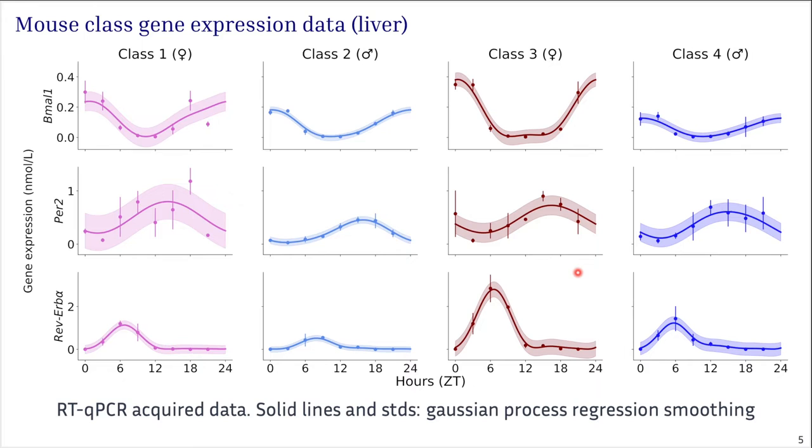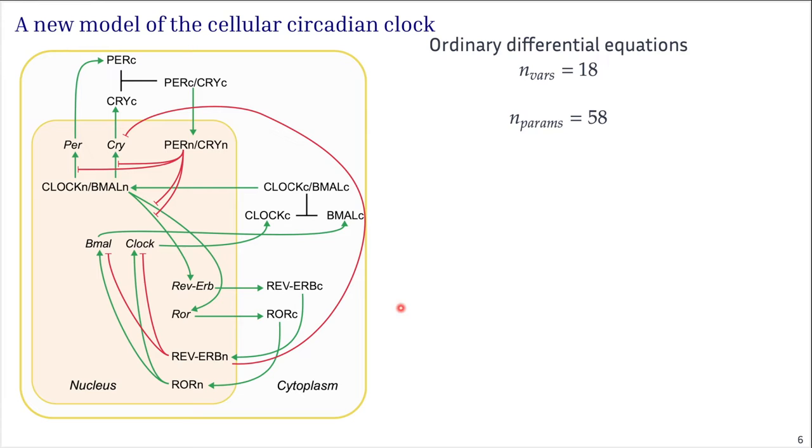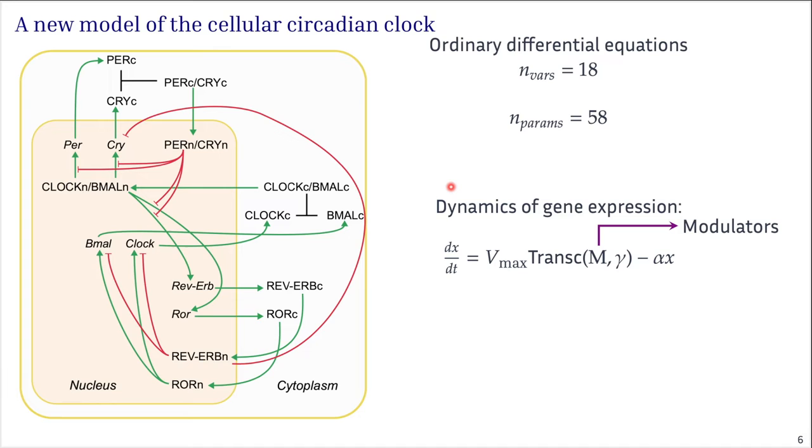So, in order to do that, we choose to take a systems biology point of view. Namely, we took advantage of the literature on the peripheral circadian clock at the cellular level, and we encompassed the mechanism of clock gene expression into a mechanistic model. This is the model that we designed, and it is based on ordinary differential equations. In this model, the dynamics of gene expression reads as the following.